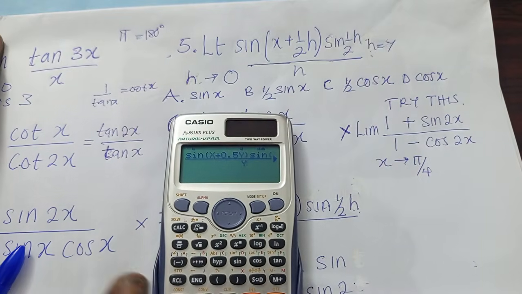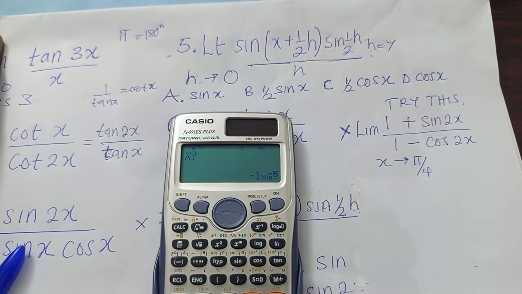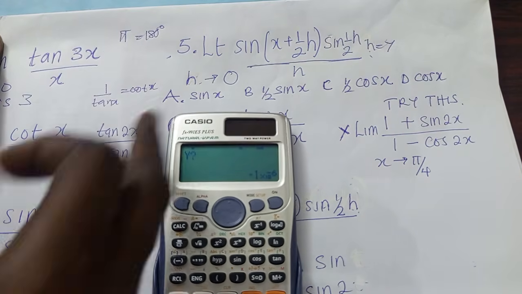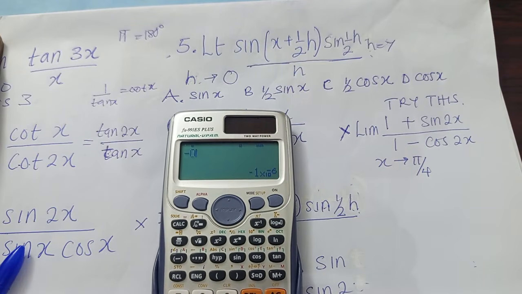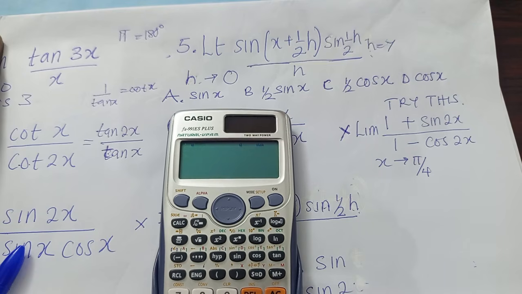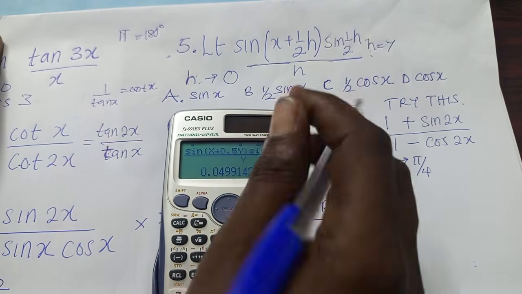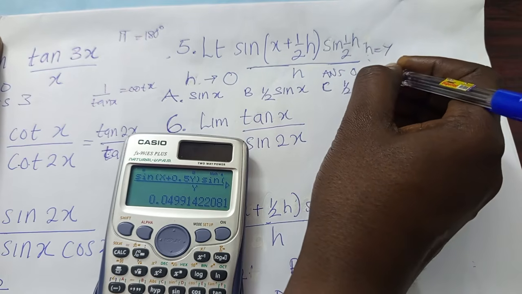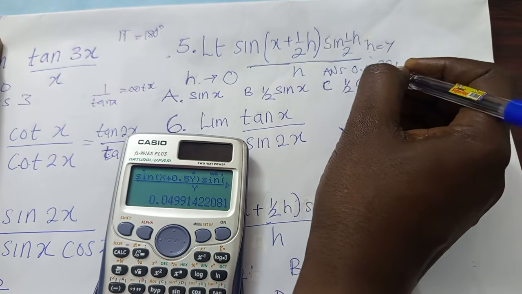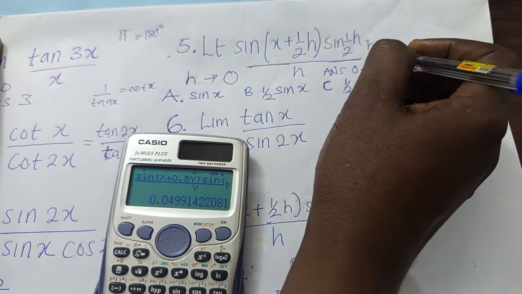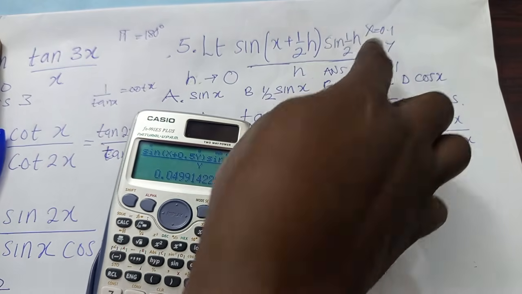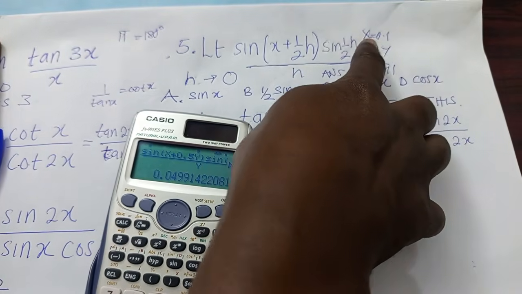But let us assign a value for x. Let's say x is appearing now. Let's take x at 0.1. Y now is tending toward 0, so 0.0001. Okay, let's write it down. That answer is 0.04991. Don't forget that I take x as 0.1. So I will now check my options, which one will be the answer, by using my x as 0.1.